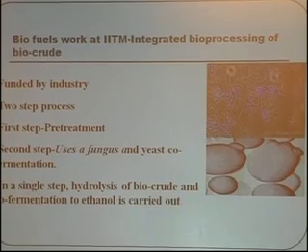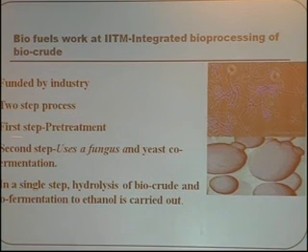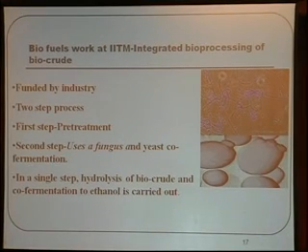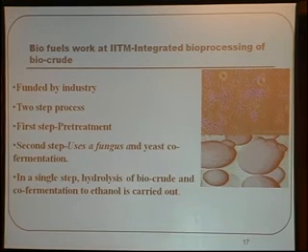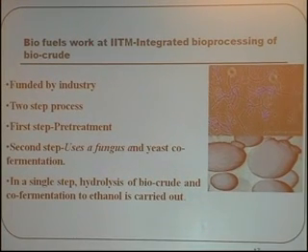That's what we attempted to do at IIT-Madras, which is funded by industry. A two-step process. The first step is pre-treatment. The second step uses a fungus and a yeast co-fermentation. What the fungus does is grow on the cellulose and produce the cellulase enzyme or xylanase enzyme, converting that into sugar, and in the same vessel we have yeast cells also, right? The yeast cells can ferment your sugar into ethanol. All you do is one step.